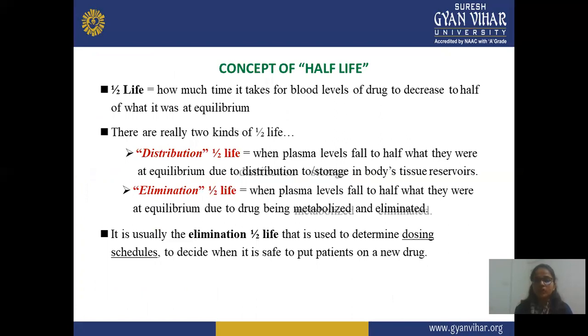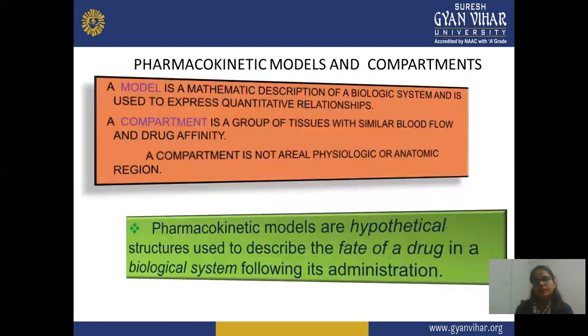In distribution half-life, the plasma level falls to half because of equilibration due to distribution, due to storage in your body tissue reservoir. And next is elimination half-life. In this, when the plasma level falls to half because the drug is metabolized and eliminated, it is known as elimination half-life. And it is usually the elimination half-life that is used for determining dosing in a schedule, to decide when it's safe to put a patient on a new drug. So this is the concept of the half-life.